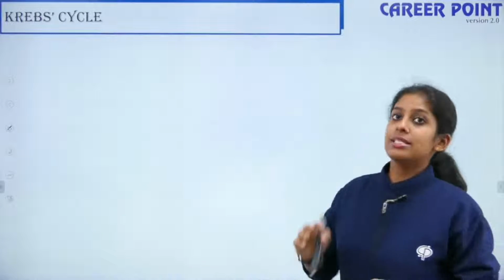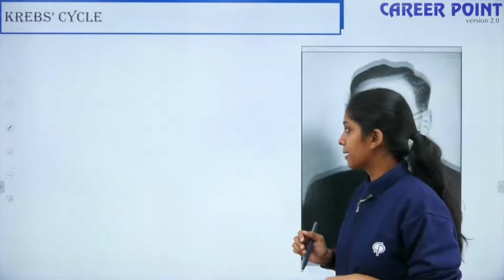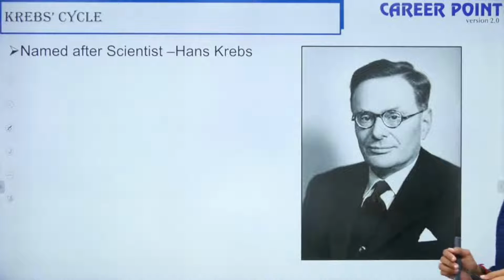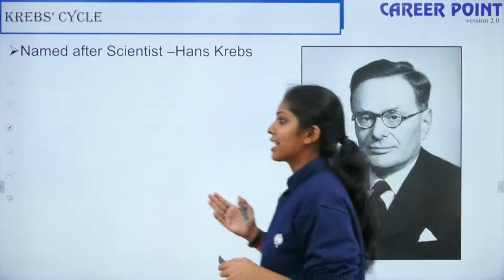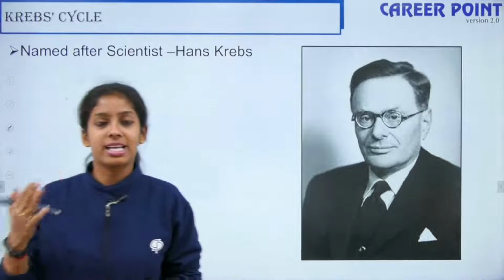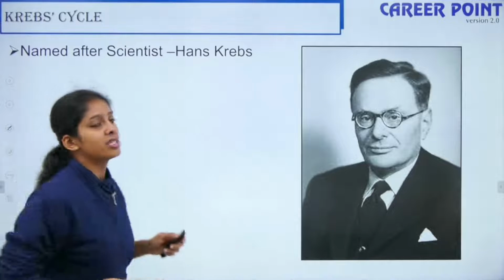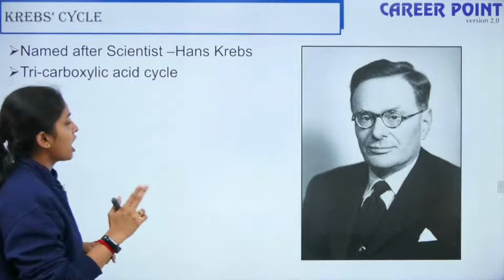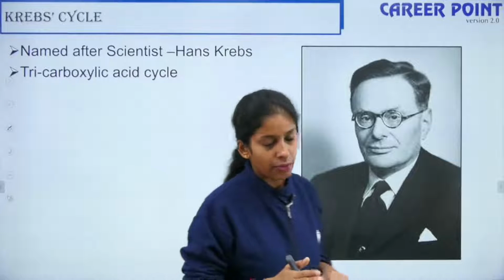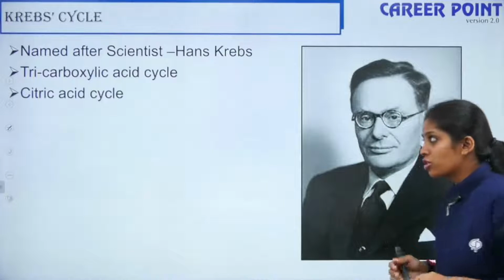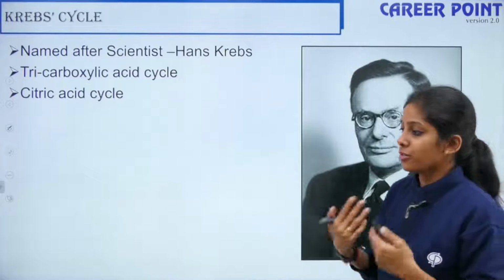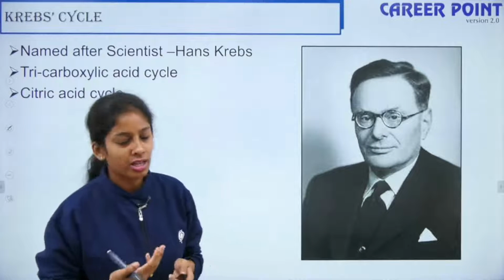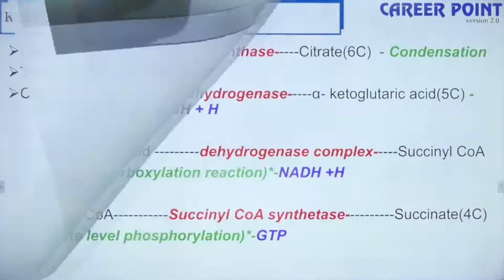So what happens in the Krebs cycle? That we are going to see. So he is Hans Krebs. This Krebs cycle is named after the renowned scientist Hans Krebs, who elucidated this entire pathway. So he is Mr. Hans Krebs. All right. It is also known as the tricarboxylic acid cycle. Okay. It is also known as the citric acid cycle because the first stable compound that is formed is your citric acid if you run the cycle. So these are the reasons why it is called so.